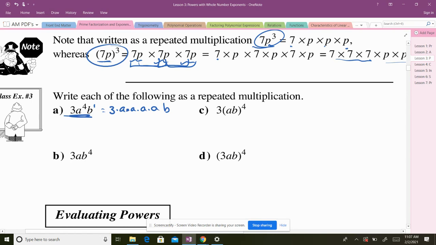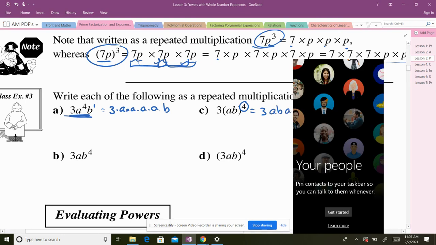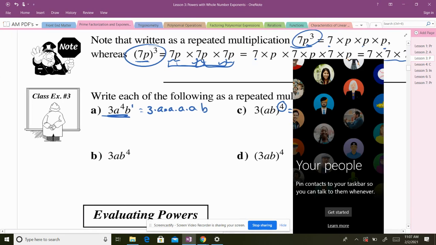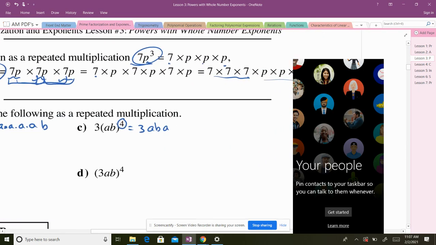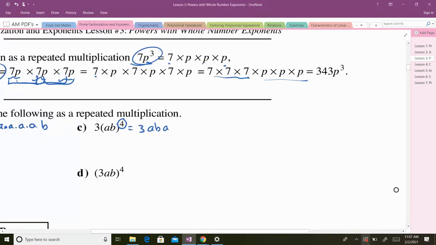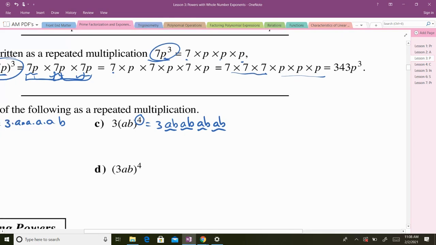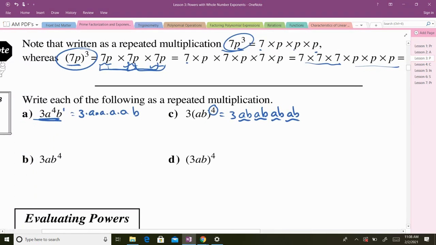Next one. How many 3's do we have? 1. That's right. How many AB's do we have? 4, because you've got the bracket to that power. So that means AB, AB, AB, AB. 1, 2, 3, 4. Does that make sense?